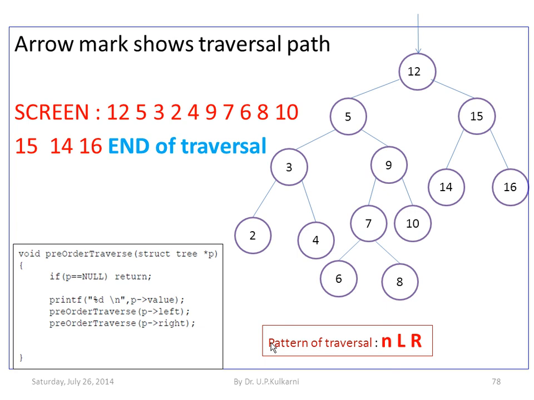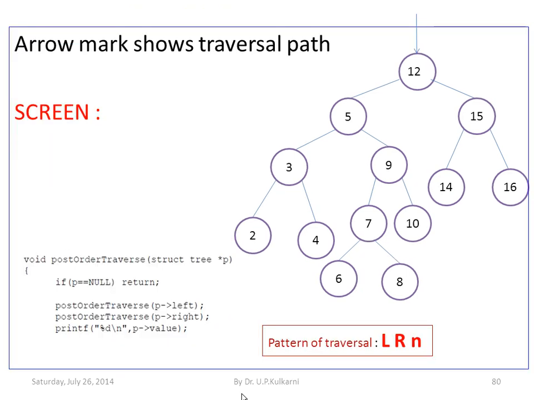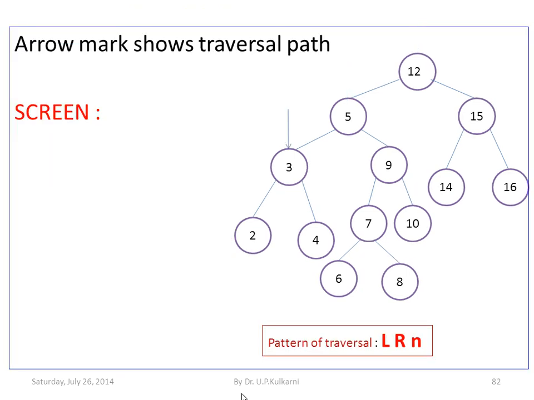Similarly, we can go to the post-order traversal. The traversal pattern is visit left of the node, right of the node, and then finally print N. So by following this traversal pattern, that is a post-order traversal, L R N. So we get like this, L, move to left, left is empty, right is empty, then print N.